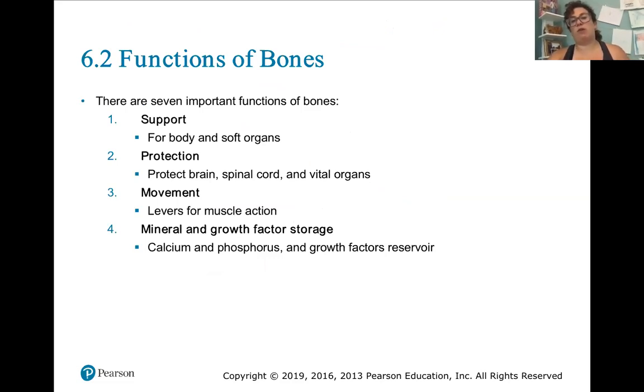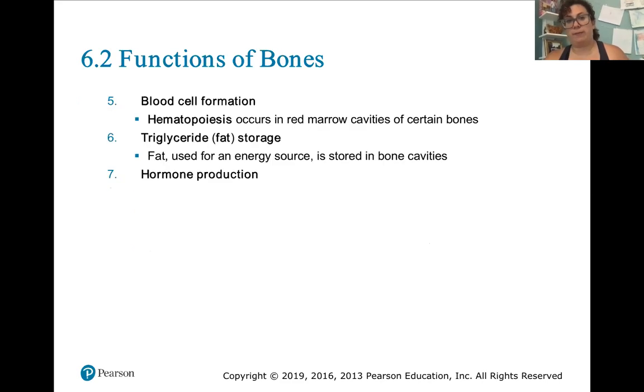Then it's also a place where mineral and growth factor storage takes place. So that's calcium, phosphorus, our main players, and then it has some growth factors that we'll get into in a bit. Other important things is that it's the site of where we make our blood cells, and we'll learn about that actually next week after our test. But blood cell formation is known as hematopoiesis, and that's found in the center of certain bones, and it comes in red and yellow varieties. Also stores some fat, which is an energy source. And of course, bones are responsible for hormone production, which we'll go into and you will find out about.